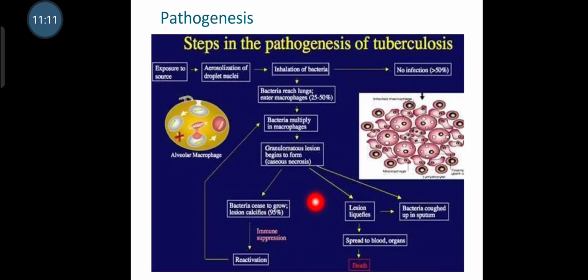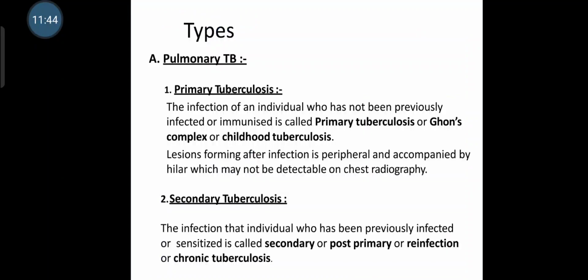The lesion calcifies, so 90% of the lesions are calcified, and they cause immune suppression. Reactivation can also take place, which further leads to an increased bacterial count. Then in caseous necrosis, the lesion causes liquefaction, and bacteria are coughed into the sputum, spread to the blood or other organs, and if left untreated, it will lead to death. So this is the pathophysiology of tuberculosis, how it spreads in our body.